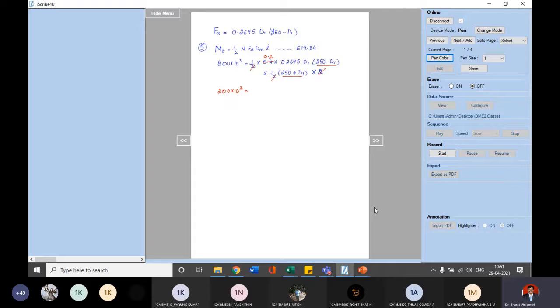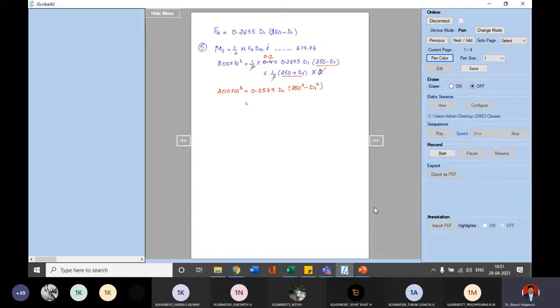So multiply this 0.2 into 0.2695. So it will be 0.0539 D1 into 250 square minus D1 square. A square minus B square.